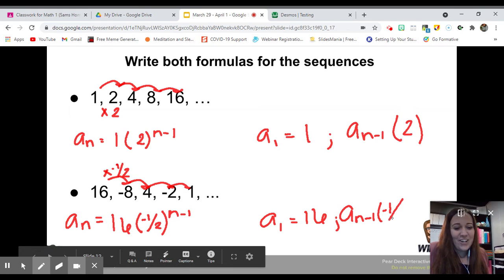Ooh, sorry y'all, I got too excited. I can minimize my screen over there.